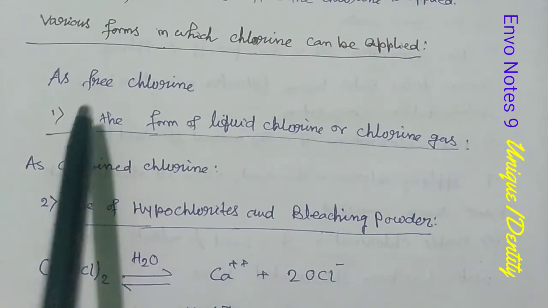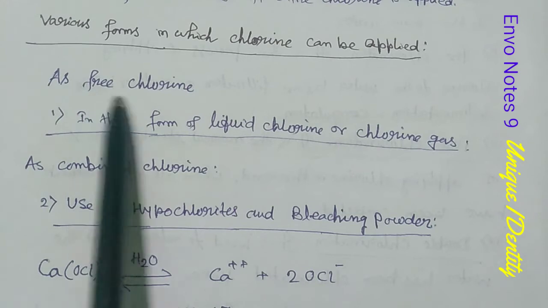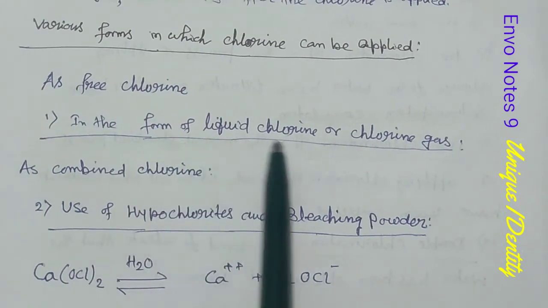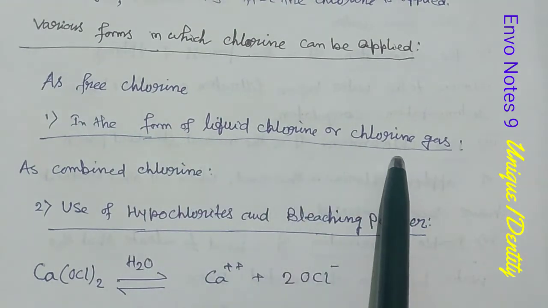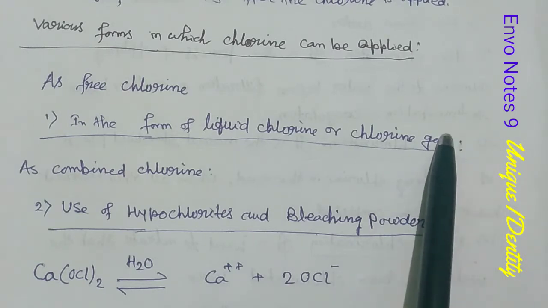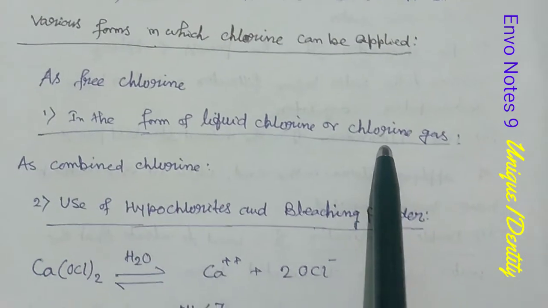Next, various forms in which chlorine can be applied. First is as free chlorine, in the form of liquid chlorine or chlorine gas. Here no description is needed, that's why I am giving just one line.